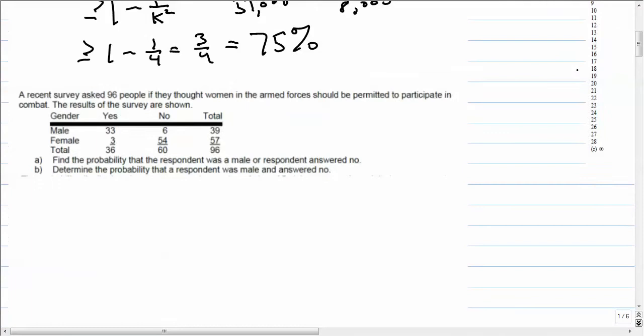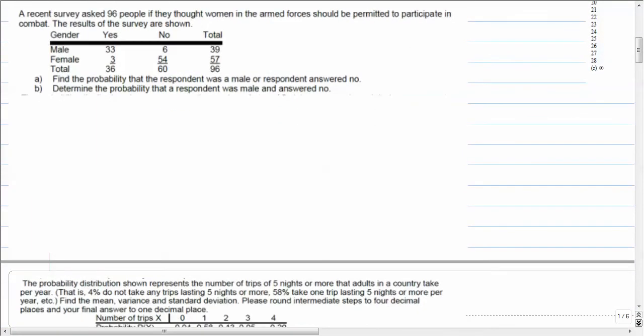Moving on to the next problem. In a recent survey, 96 people were asked if they thought women in the armed forces should be permitted to participate in combat. And we have the results of that survey in this table given here. So we had a total of 96 people interviewed. And our first question, we want the probability a respondent was a male or respondent answered no. So you want the probability that you're a male or they said no.